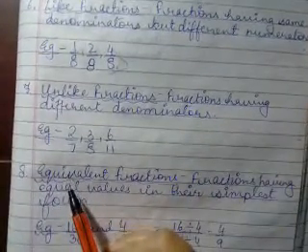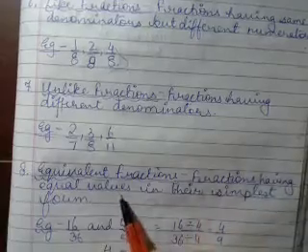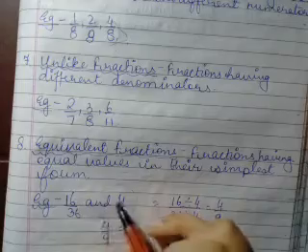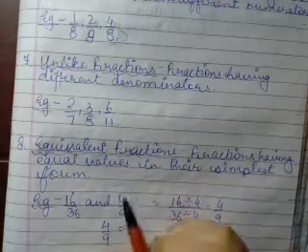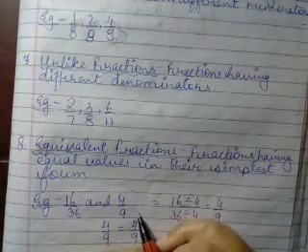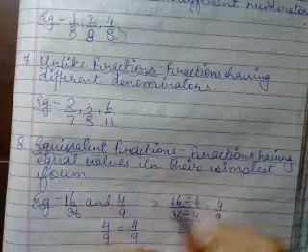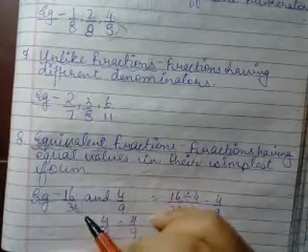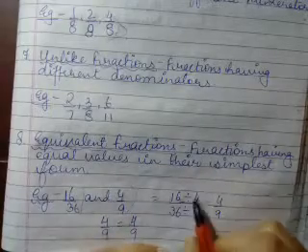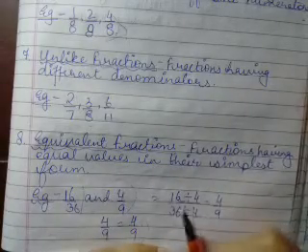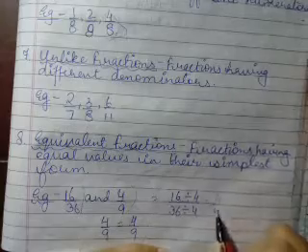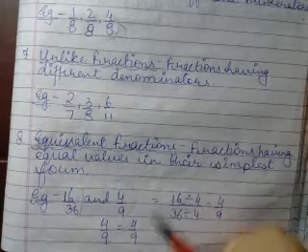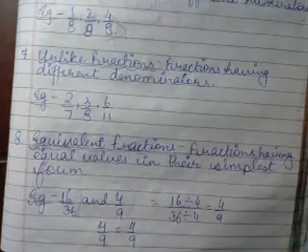Then you have equivalent fractions. Fractions having equal values in the simplest form. For example, 16 upon 36 and 4 upon 9, you have to check whether they are equivalent or not. So what you have to do is find the common factors of these numbers. Both numbers can be divided by 4. 16 divided by 4 gives you 4, and 36 divided by 4 gives you 9. 4 upon 9 is equal to 4 upon 9, which means this is an equivalent fraction.